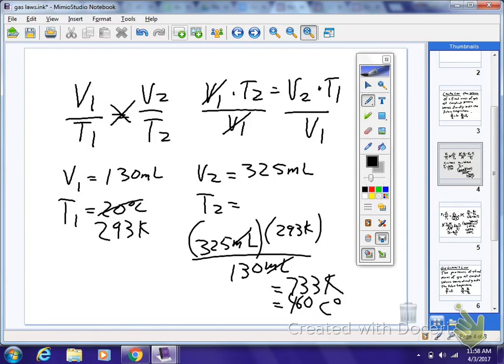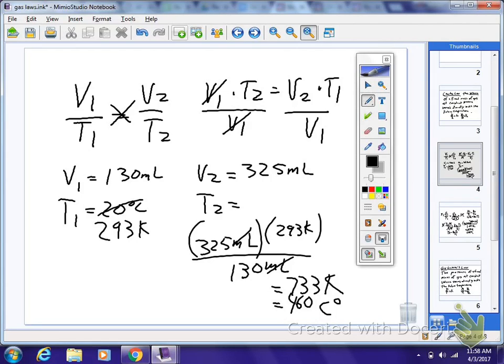Any thoughts on that process? So my original equation is V1 over T1 equals V2 over T2, and then if I need to simplify it, I'll cross multiply. Okay? But my original setup to get my constants was V1 over T1 equals V2 over T2.